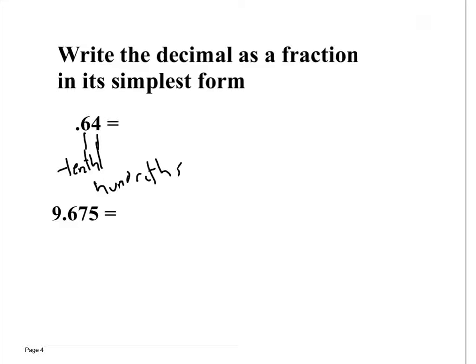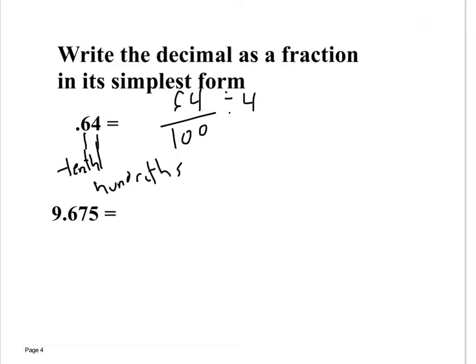Once we know what decimal place the farthest one is, we just write this number over 100 since it's in the hundredths decimal place. That's all we do. If it was 0.5, I would write it over 10, right? Now don't forget you have to reduce. 64 over 100. If they're both even numbers, 2 will usually come out. But in this case, I can also take out 4.